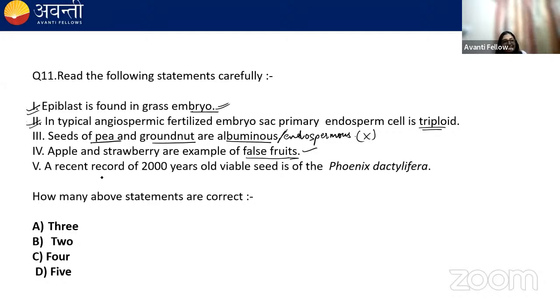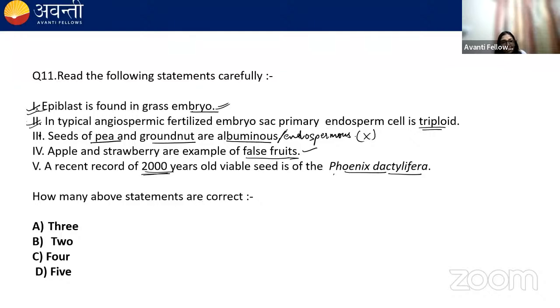The fifth statement says a recent record of 2000 years old viable seed is of Phoenix dactylifera. Absolutely correct, beta. The seed of Phoenix dactylifera has a viability of 2000 years, and the seed of this plant was excavated from King Herod's palace. Remember this point. Now, how many of the above statements are correct?